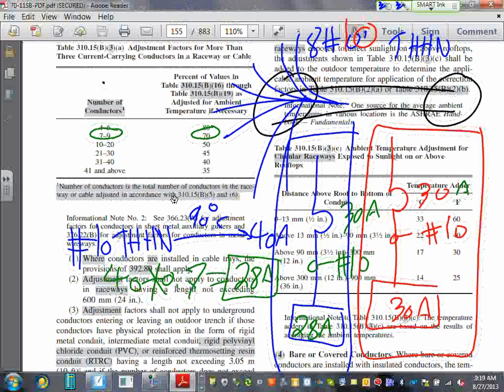Okay, so that's what we normally do. And what if you do goofy stuff? And Chad was goofy, and I want to use number 10 THW. I would use this insulation, THW. Normal operating condition will never change. Can you guys see that? Normal operating condition will never change.